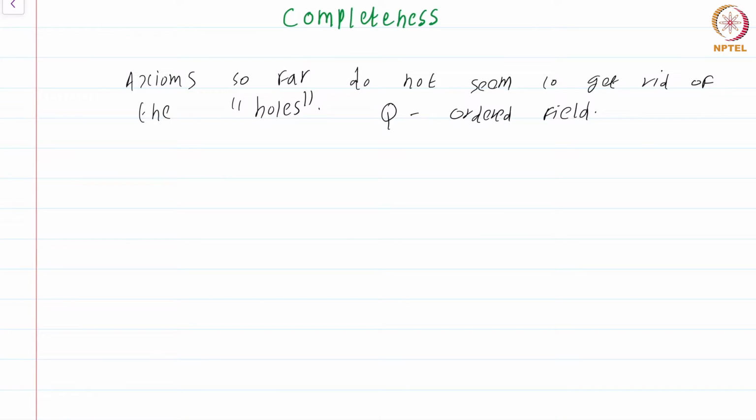Now the question arises, what is the crucial property that Q is lacking that makes the appearance of these holes? What we need is the axiom of completeness. This axiom of completeness plugs all the holes, as we shall see. Now this is the central point of real analysis. What I am about to do now is the key that allows us to define limits and continuity and so on in a satisfactory manner.